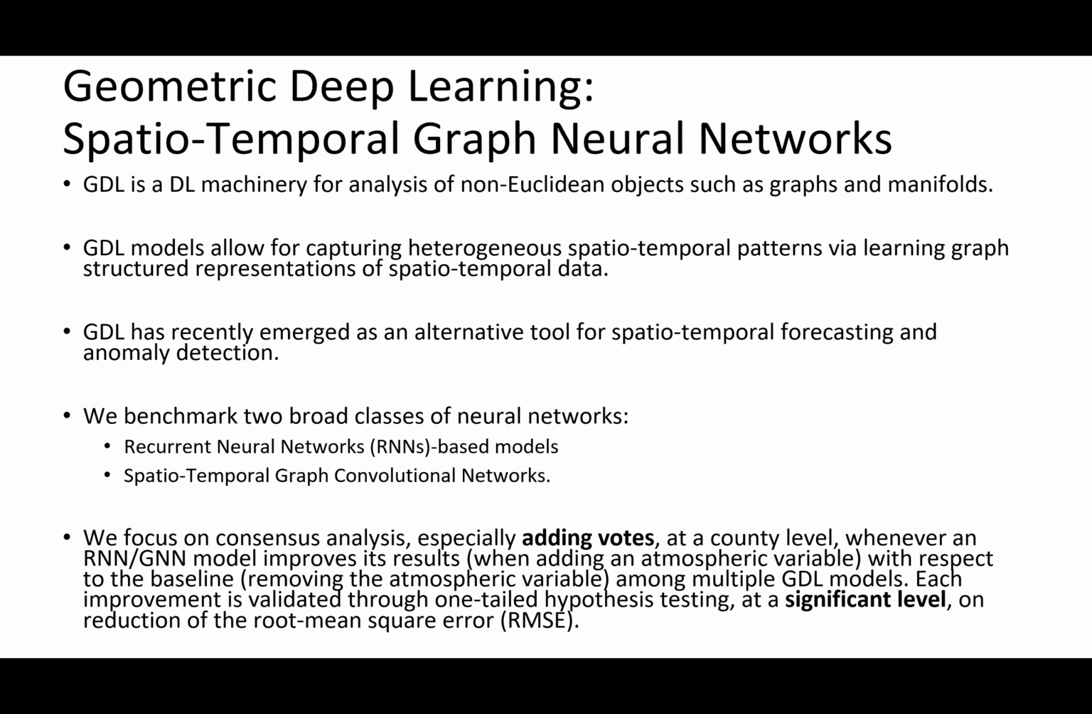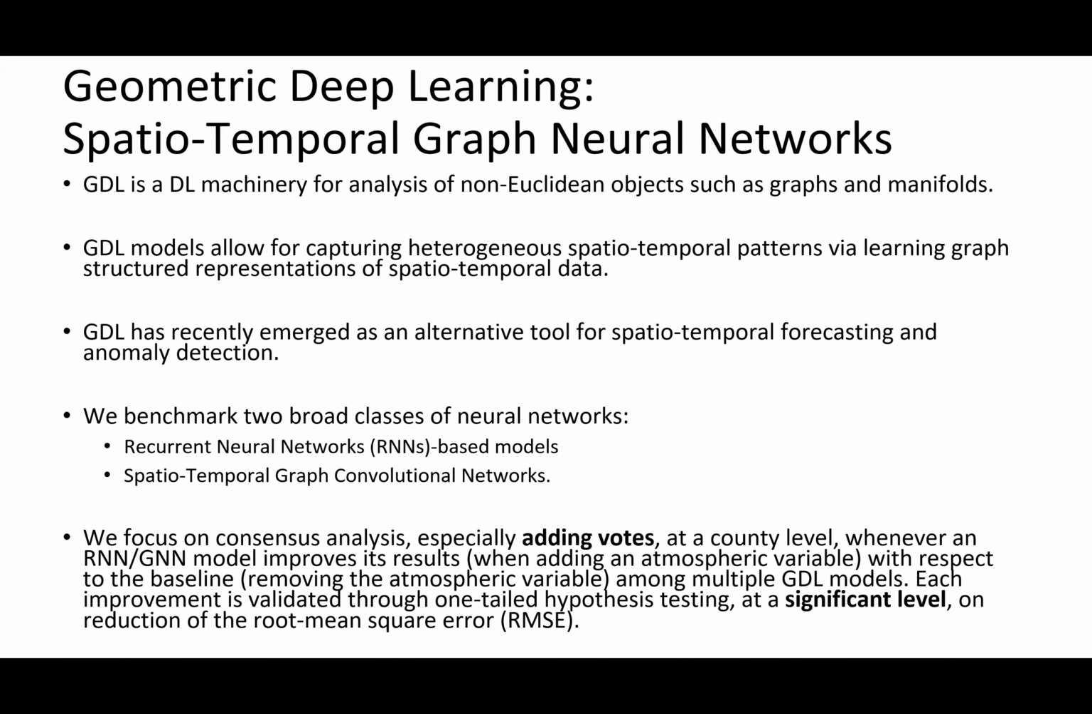For the models, we use geometric deep learning. Geometric deep learning is a branch of deep learning which is specifically designed for the analysis of non-Euclidean objects, such as graphs and manifolds. It captures the heterogeneous spatial temporal patterns while learning graph structures. So it improves the model performance compared to the traditional deep learning methods. And most recently, it has emerged as an alternative tool for spatial temporal forecasting and anomaly detection. For comparison purposes, we also benchmark against other kinds of neural networks, the recurrent neural networks and the graph convolutional networks.